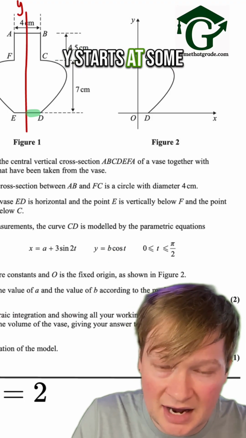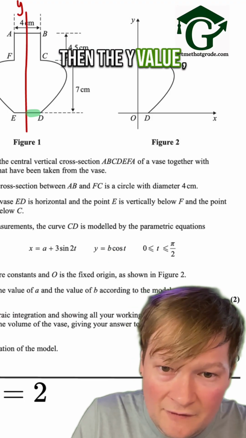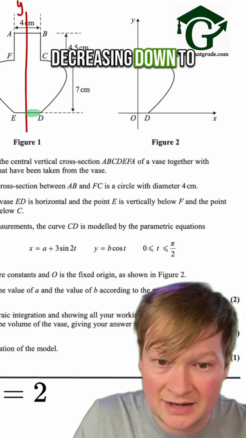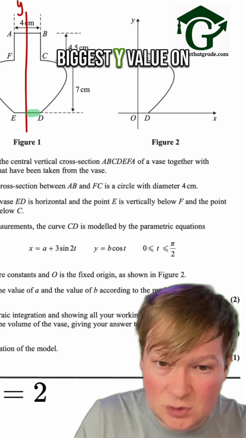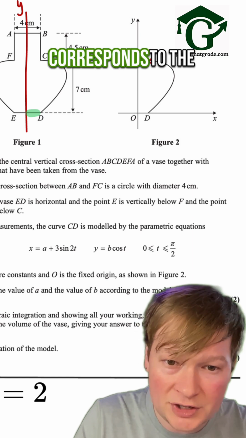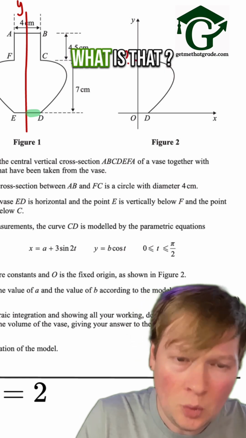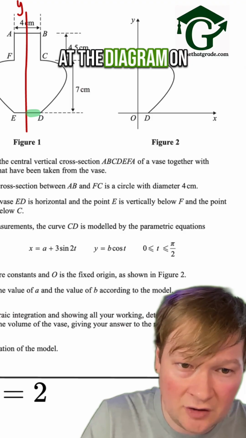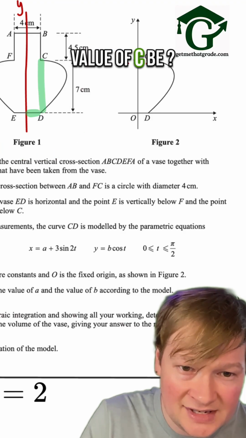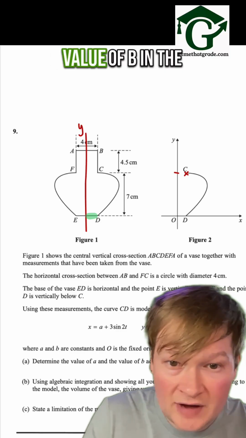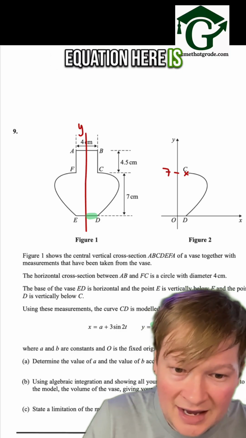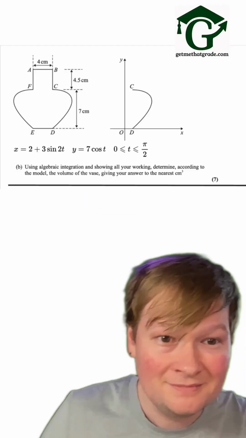So y starts at b and then decreases down to 0, which is what you can see here. y starts at some value here, and then the y value as we move along the curve is decreasing down to 0 at D. So really, we want b to be the biggest y value on this curve. Well, that corresponds to the y value of C. What is that? Have a look at the diagram on the left. What would the y value of C be? Well, it's this length. It's going to be 7. So therefore, the value of b in the equation here is going to be 7. b equals 7.